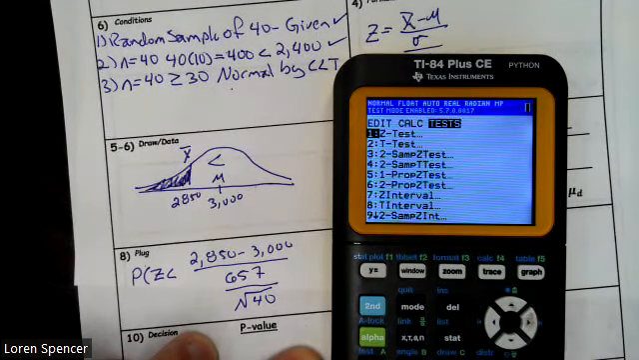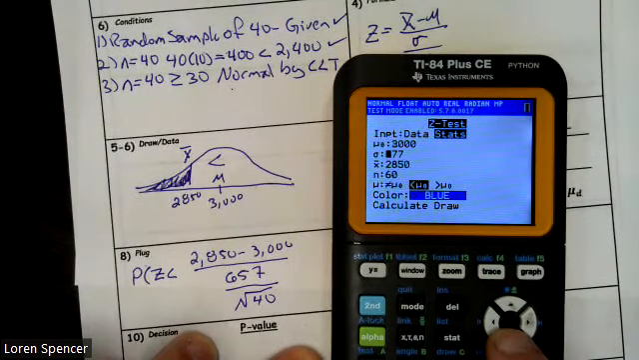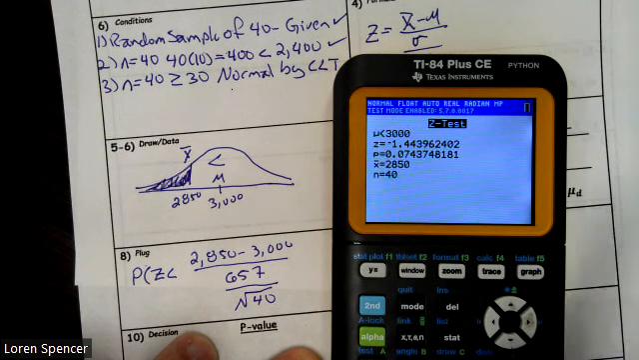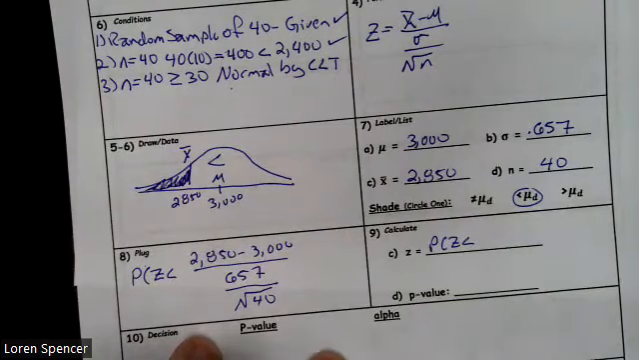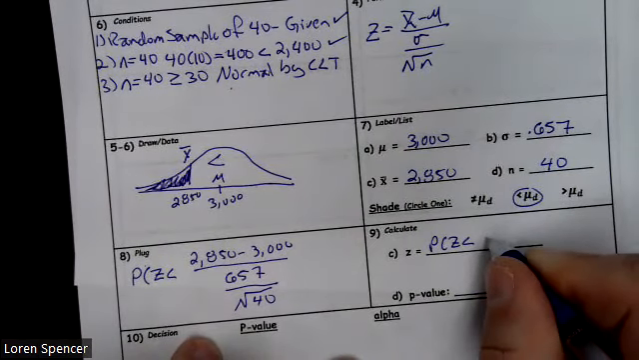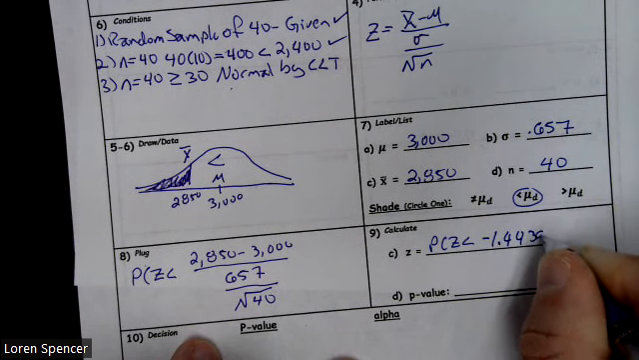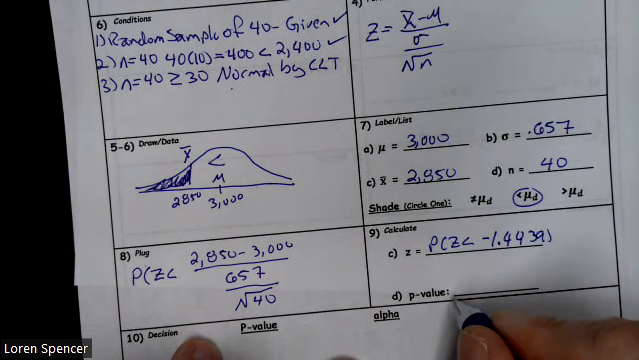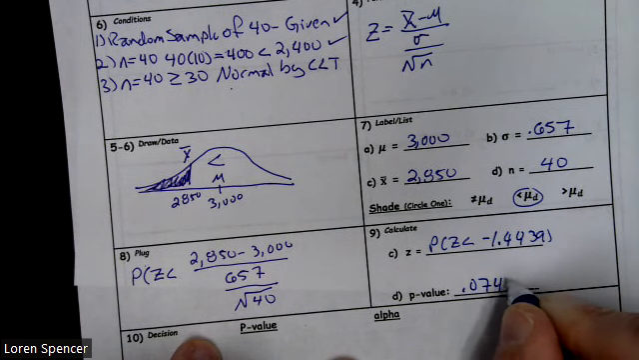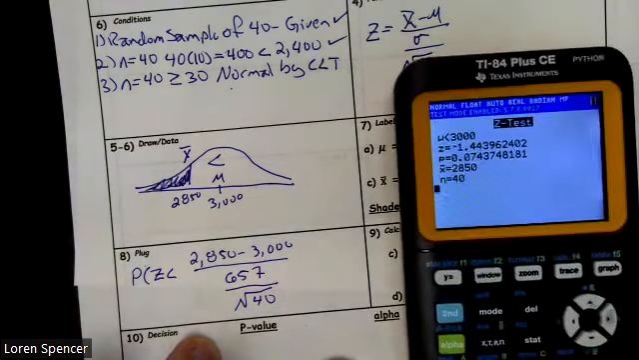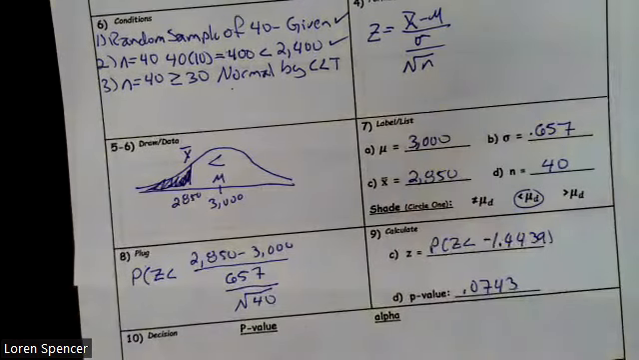that stat test. Number one is Z-Test, 3,000. Our standard deviation is 657. Our x bar is 2,850. Our sample size is 40, and we wanted less than. We press calculate, and we end up getting negative 1.44. So the probability that Z is less than negative 1.4439, and that equaled a p-value of 0.0743. All right, so 0.0743.